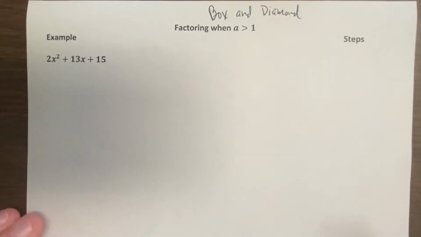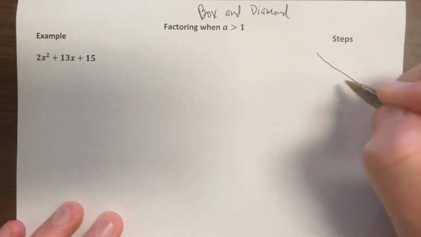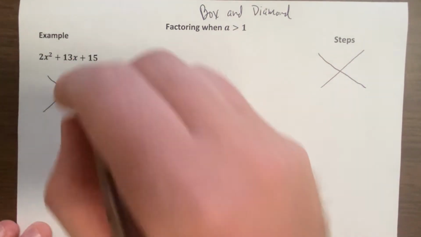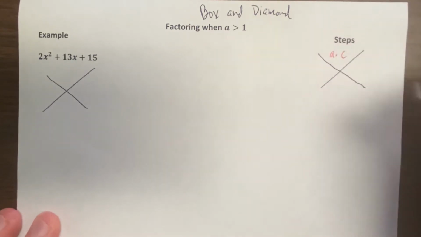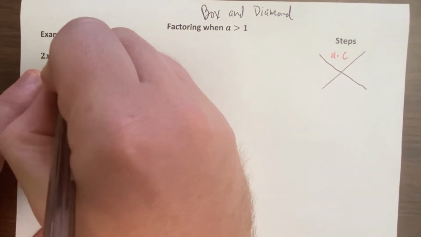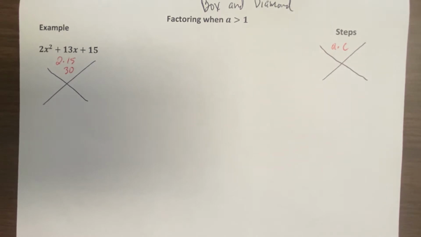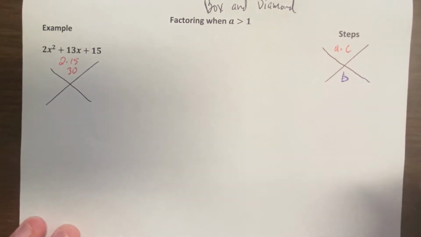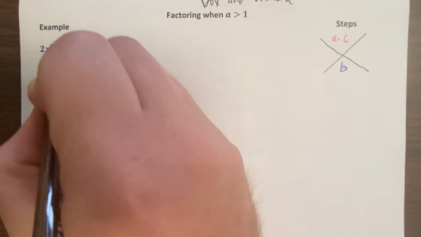All right, so here we go. The first step is we need to draw our diamond. On top of the diamond is your a times c value. In this particular case, we have a times c, which is 2 times 15, so on top of the diamond we have a 30. On the bottom of the diamond we have the b value. B, starting at the bottom, is one way to remember that.